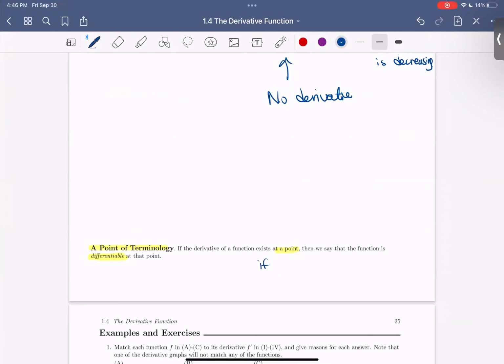If the derivative of a function exists at a point, then we say it is differentiable. If it does not, then we say the function is not differentiable at that point.